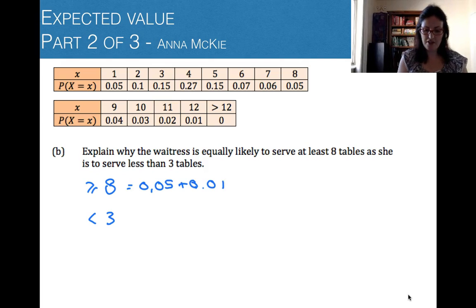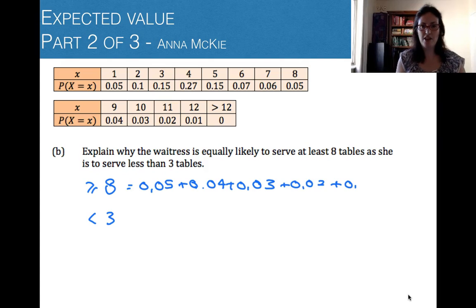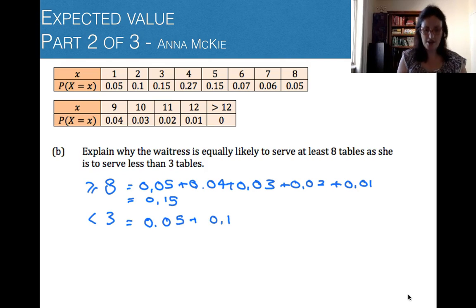Here's the probability of 9 tables, then 10 tables, plus 11 tables, 12 tables, and I don't have to add on the final 0, and that is equal to 0.15. Now, probability of serving less than 3 means 2 and 1 tables. And we've got 0.05 plus 0.1, and that is equal to 0.15.